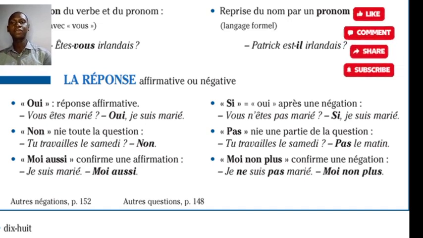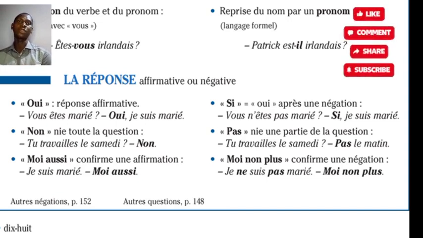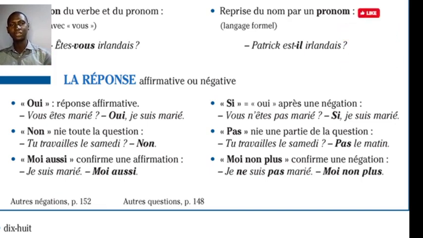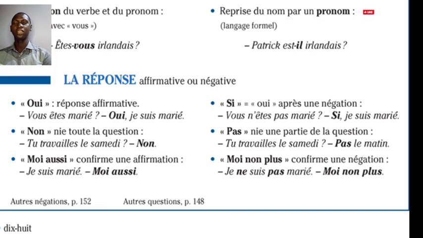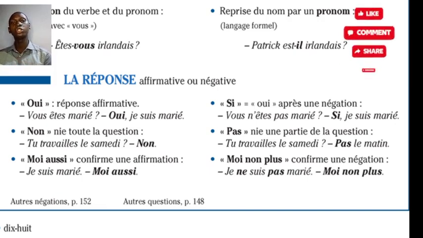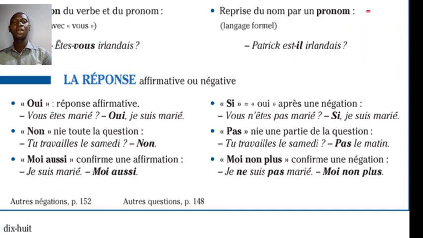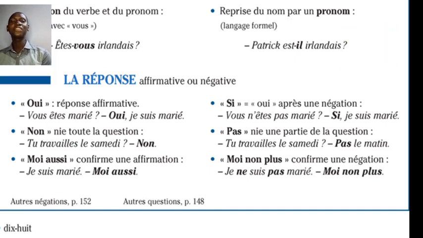Now I have moi non plus. That's to confirm a negation. Remember we have moi aussi to confirm an affirmation. Je suis marié, moi aussi, I'm also married. Now when I have a negative sentence, we want to confirm it. We have moi non plus. For example, a young person tells his friend, je ne suis pas marié. Moi non plus. I will not say moi aussi. No. Moi non plus. That is me as well. I'm not married either.